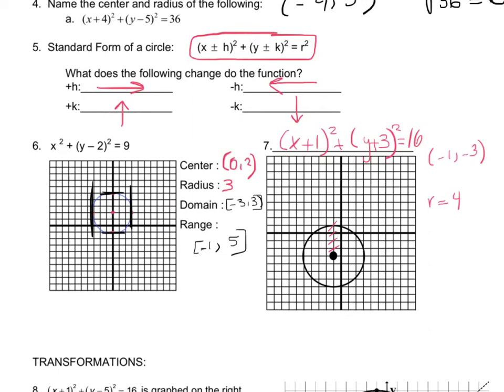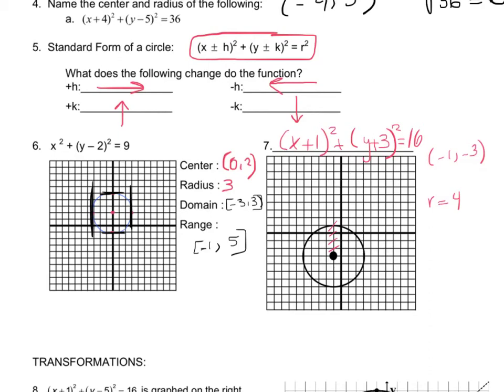Okay, so by looking at this equation, you can see that there's no x, so that's a 0 for the center. And you take the opposite of -2, which is a 2. So the center is 0, 2. Then the radius is going to be the square root of 9, which is a 3. So to draw the circle, you move up 3, down 3, to the left 3, and to the right 3, and you get your circle.